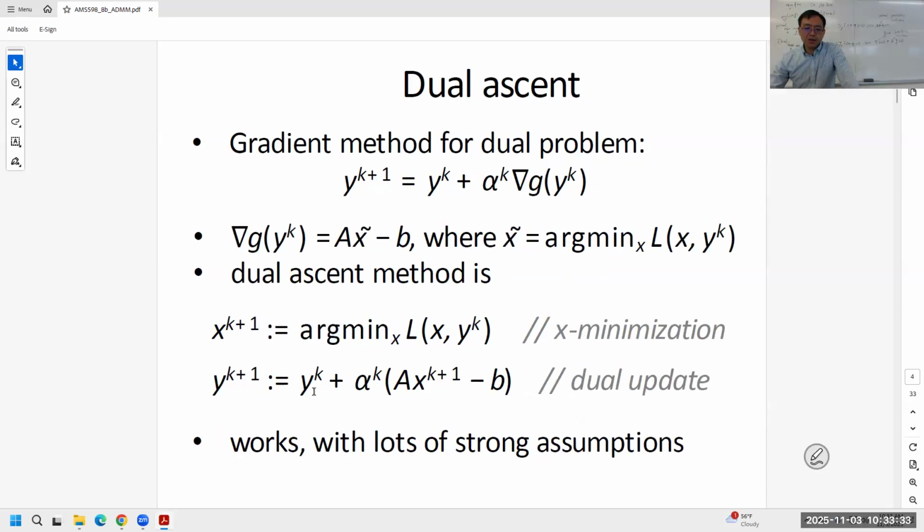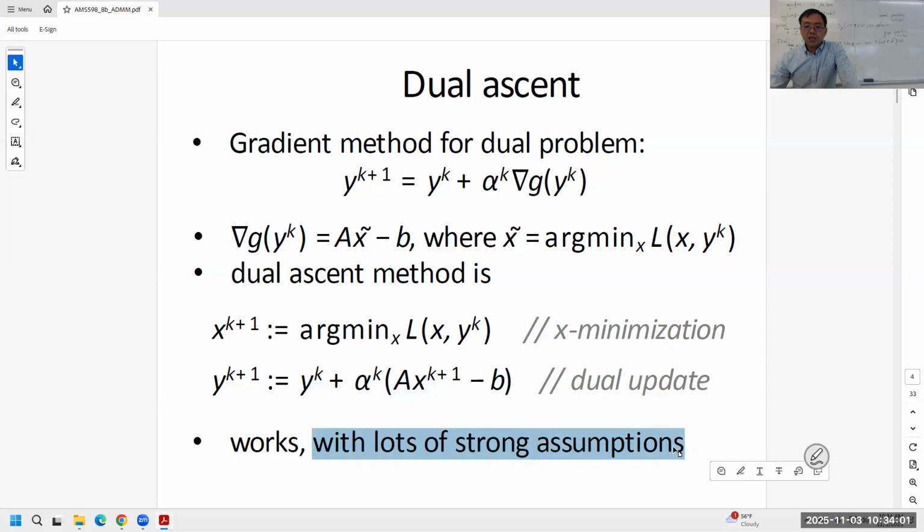So what are we going to do in this step? Instead, we update y in the direction of its gradient, a little bit, to make this value larger. Therefore, we can iterate between these two steps and make it work. This is actually not a bad algorithm. It works, but it comes with a lot of strong assumptions.